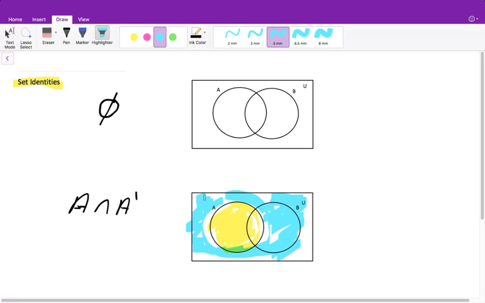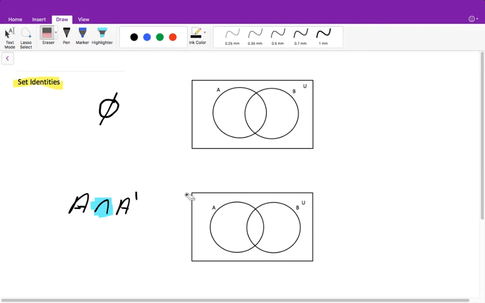Well, there's nothing that they overlap. There's nothing that they share. And this intersection means that they have to share. So that means that when we go ahead and do this, there's nothing that we can color in because there's nothing that they share. So we can go ahead and say that the empty set is equal to A intersection A complement.